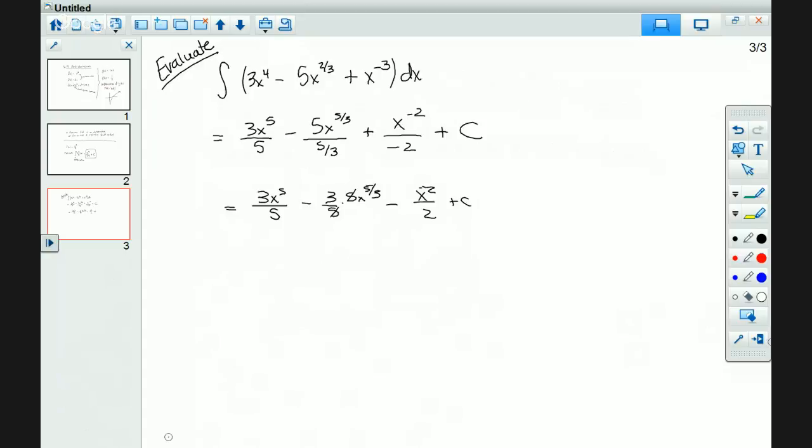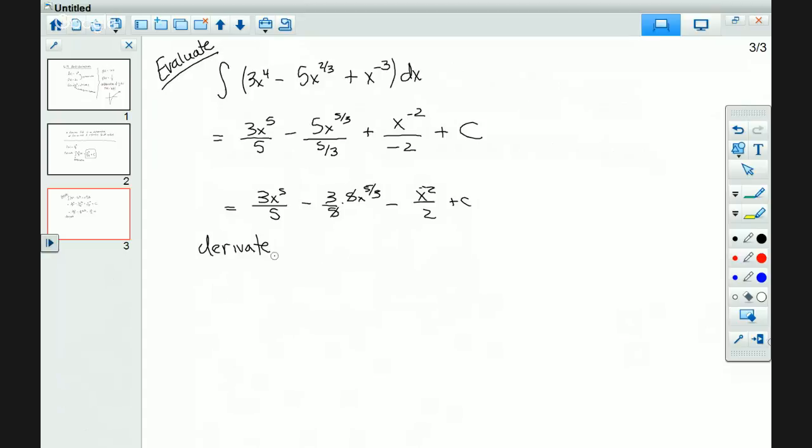So you got it. Now think. What would that be? Oh, it's 3x to the 5/3. Okay. Now get in the habit of checking. What's the derivative of this?